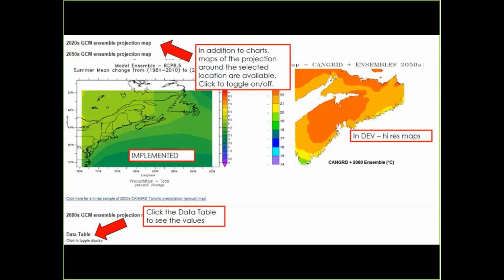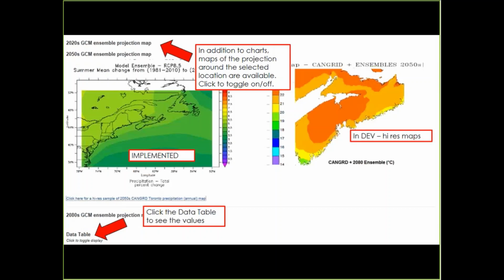We are working currently on mapping within the system. Currently, we have the coarse GCM mapping for the location you've entered, as seen on the left-hand side, for the 2020s, 50s, and 80s. What we're working on right now is the high-resolution mapping that you see for Nova Scotia in this example on the right.